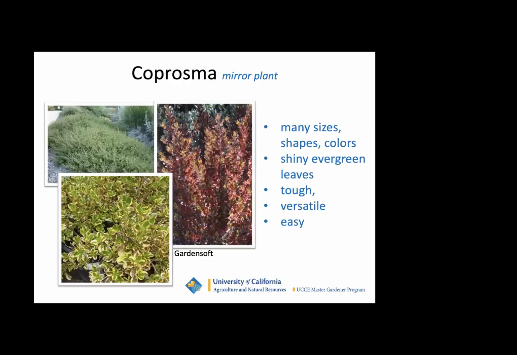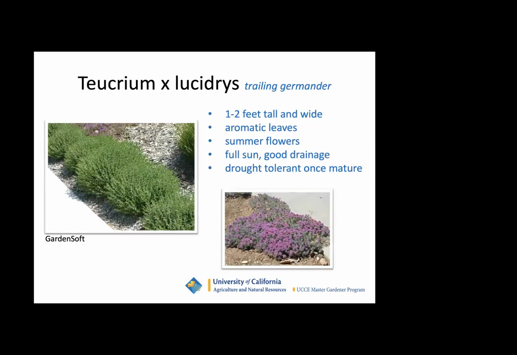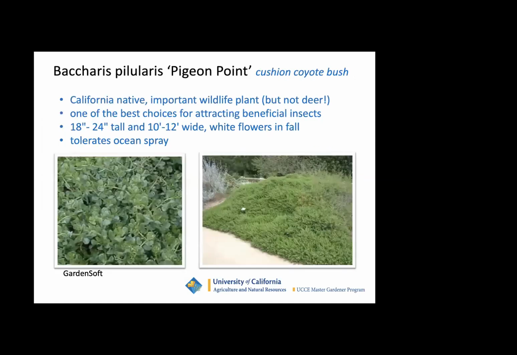And so if it's evergreen you're after, there are just so many plants to choose from. I don't want to belabor these, but this is the mirror plant that comes in every size and shape, or color, I should say, just tons of different colors. There's the germanders, the teucriums, which provide beautiful aromatic leaves and summer flowers, just a lovely low growing plant. Here's one of our native ground covers, incredibly important plant for wildlife, but deer don't eat it, so that's a selling point for many people.